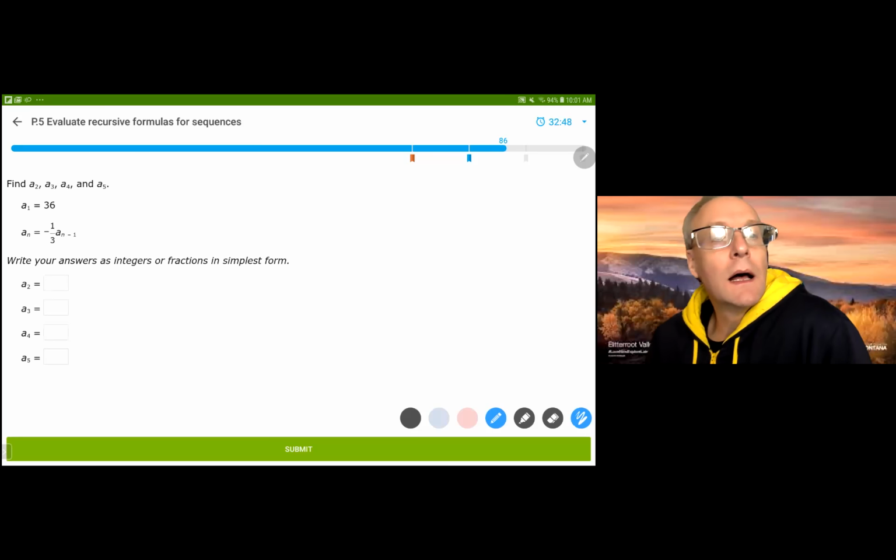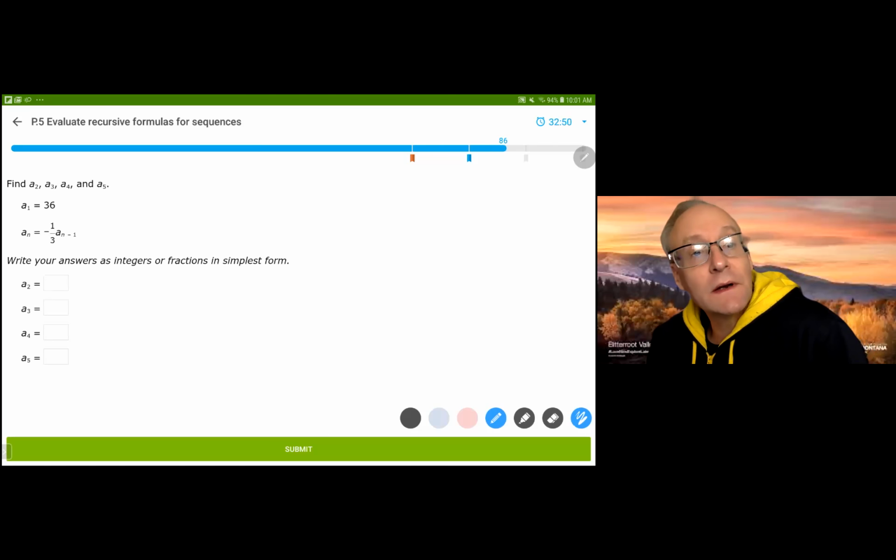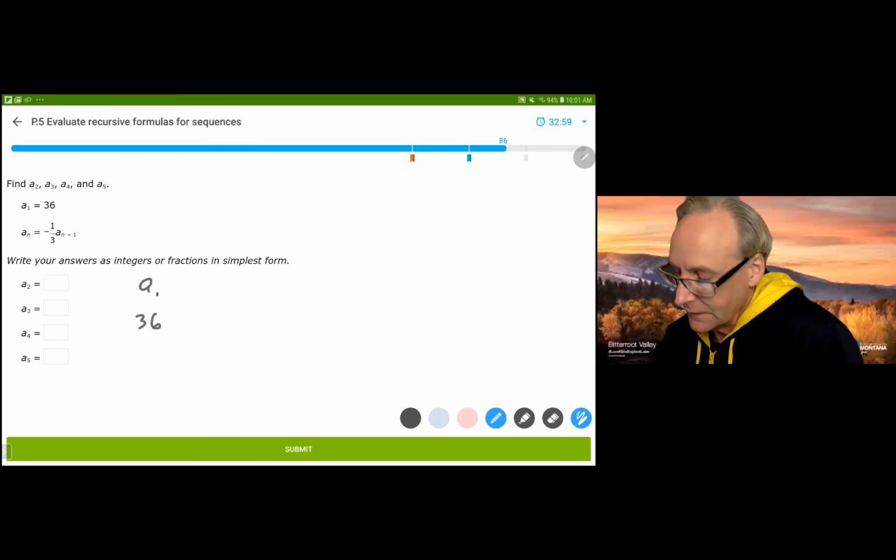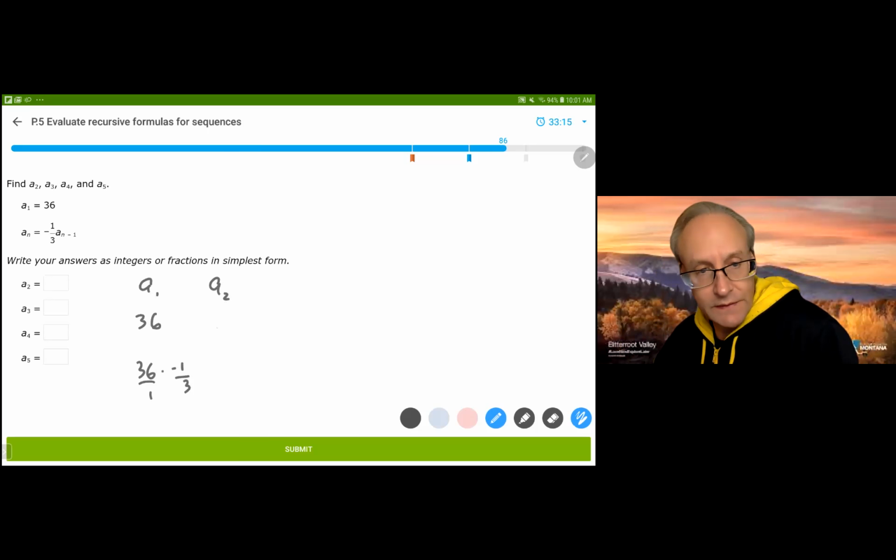All right. This time we're multiplying by -1/3, and they want quite a few of the different terms, so it's not that bad. A1 is 36. The good news is 36 is a nice number. We're going to be able to do 2 of them before we start getting into fractions. So I'm going to take the 36 and I'm going to multiply it by -1/3, which of course is -12, however you want to think of it.